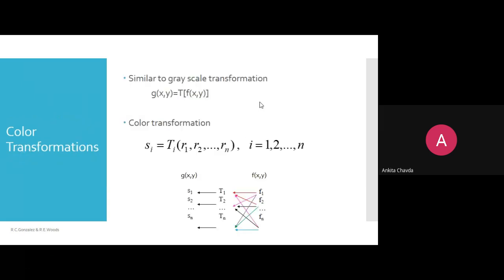Similar to the grayscale transformation, what we used to do, g of x,y equals T of f of x,y. T is the operator, or you can say the transformation function, right? You operate it on your original image, and finally you will get your g of x,y. Here for f of x,y, intensity is represented as r, and in g of x,y, the output intensity you get is s, right?